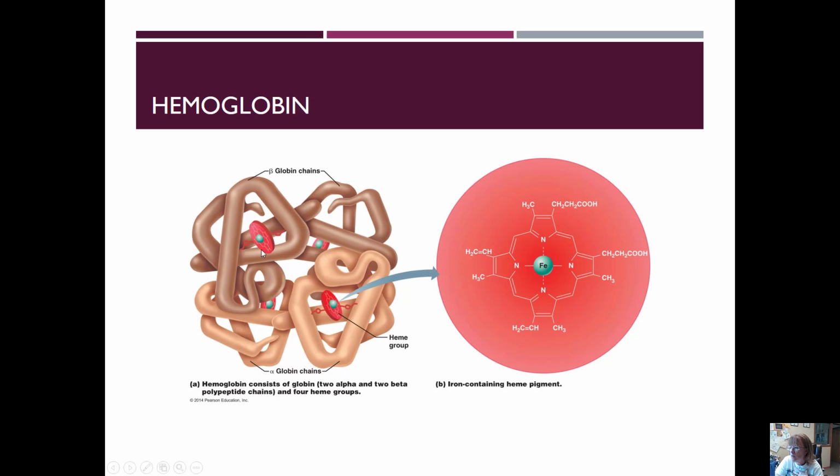So if we take a look at hemoglobin here, you can see we have 2 beta globin chains, we have 2 alpha chains, and each chain has its own heme molecule in the middle. Here's a picture of a heme, and in the center of a heme will be an iron atom, and it's this form of iron that has the ability to bind to oxygen.